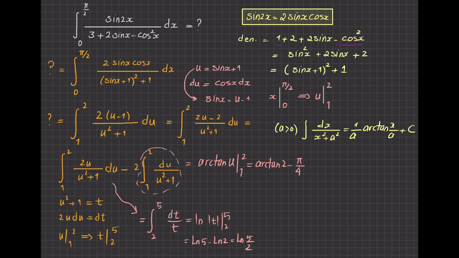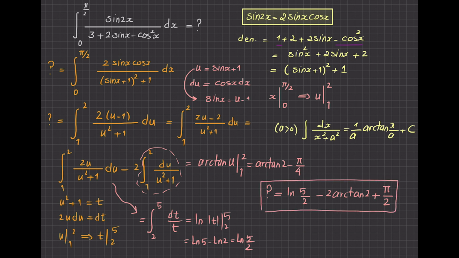Now I combine the results that I have got so far. The question mark will be equal to the first part, ln of 5 over 2, and then minus 2 times what I got here. If I multiply minus 2 in, it becomes negative 2 arctangent of 2, but positive pi over 2. So that will be the answer to this integral.